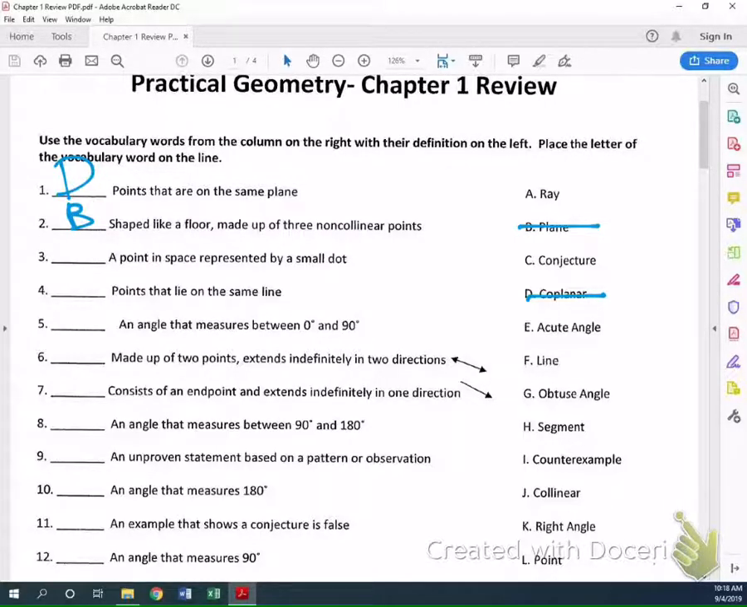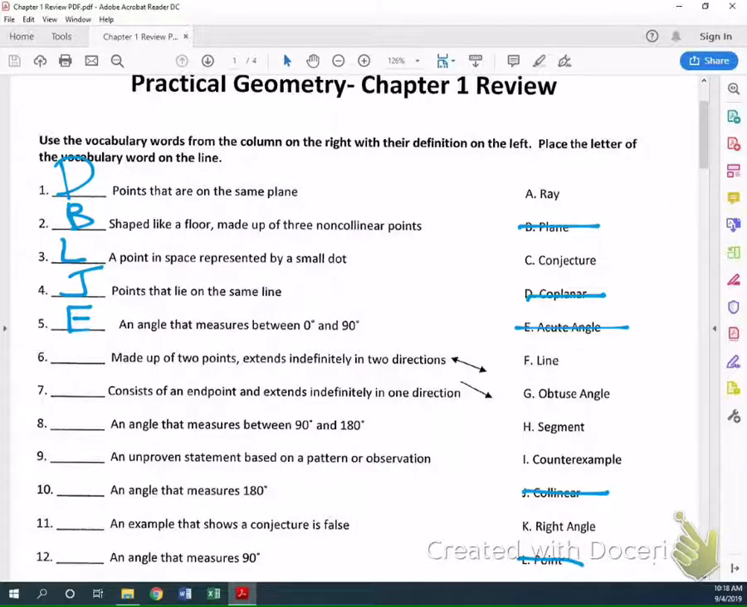Number 3, points in space that's represented by a dot. A point, that's L. Very good. Number 4, points that lie on the same line. Collinear. Good, that's J. Number 5, an angle that measures between 0 and 90. E is acute. Yeah, 0 to 90 is acute.